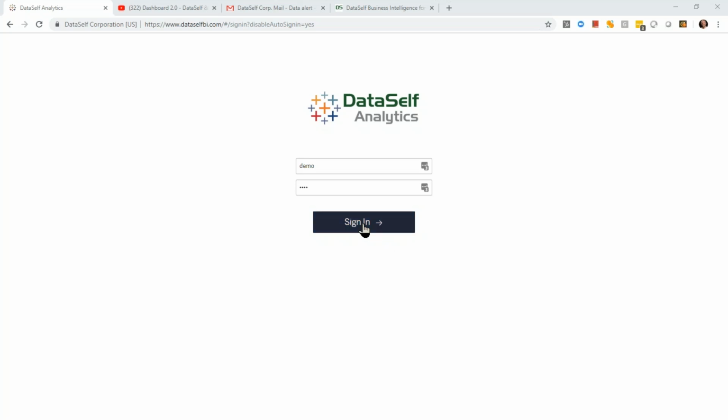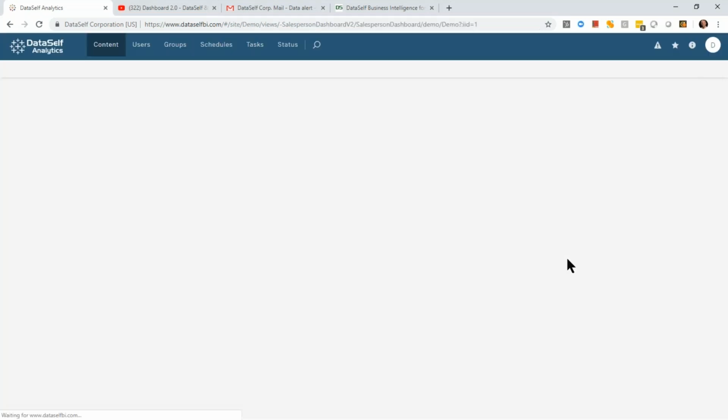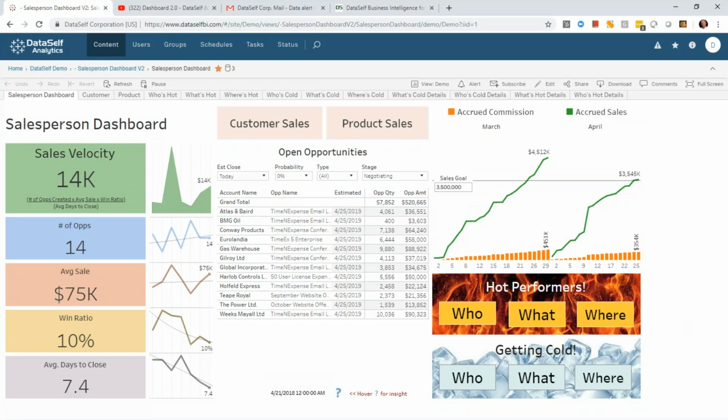Now, when I sign into DataSelf, let's say when I start my day as the VP of sales or the salesperson, the system will know who you are. It will give you whatever you decide is your own 360-degree view of your own area that you care about. Let's say I'm a salesperson, part of the sales team. Perhaps this 360-degree view is what we call the Salesperson Dashboard.